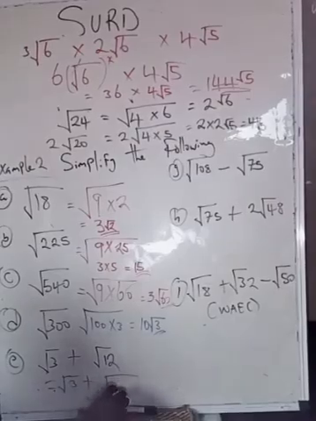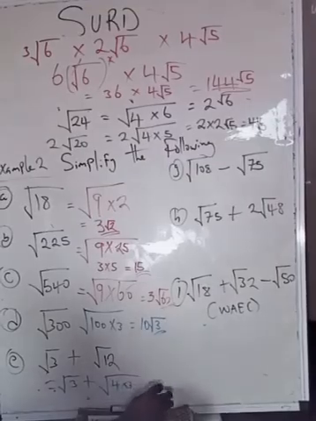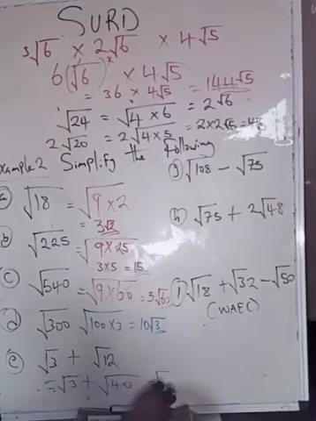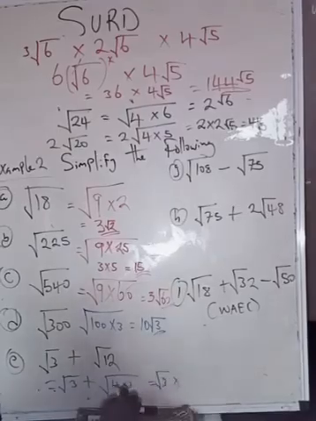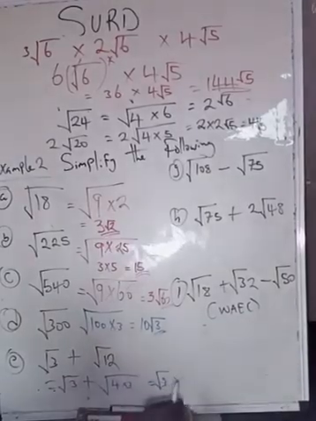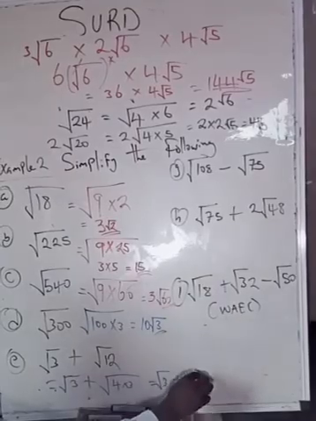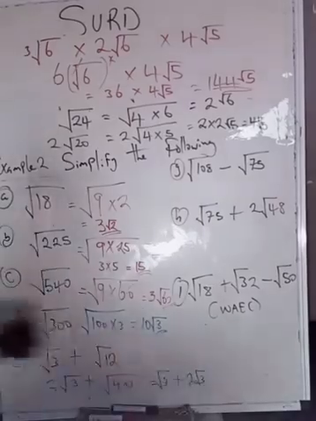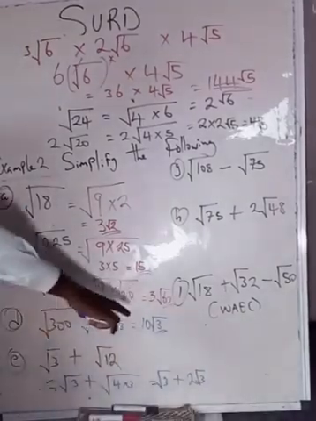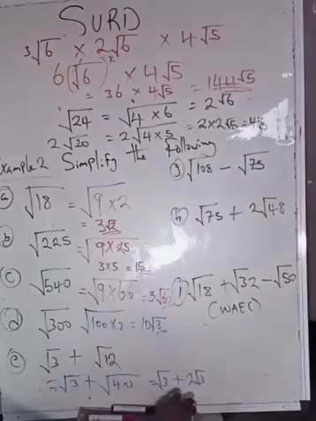express 12 as 4 times 3, which is equal to 12. So this will be equal to the square root of 3 times 4. The square root of 4 is equal to 2. Okay, so this is square root of 3 plus 2 root 3. You can see that they are like terms. Root 3 plus 2 root 3 is equal to 3 root 3. So the final answer here will be equal to 3 root 3.